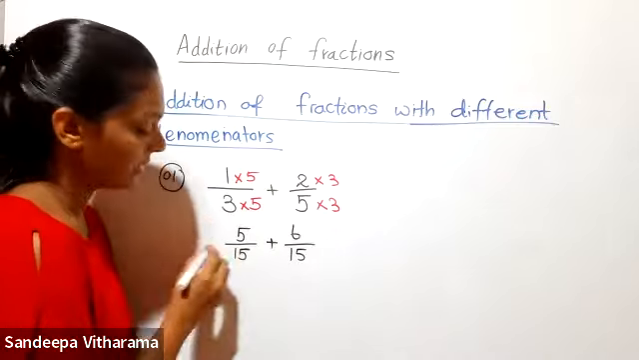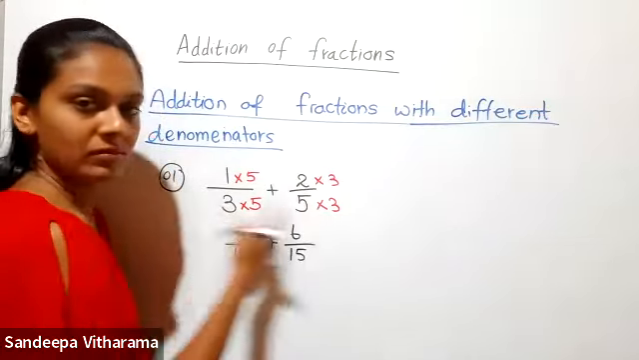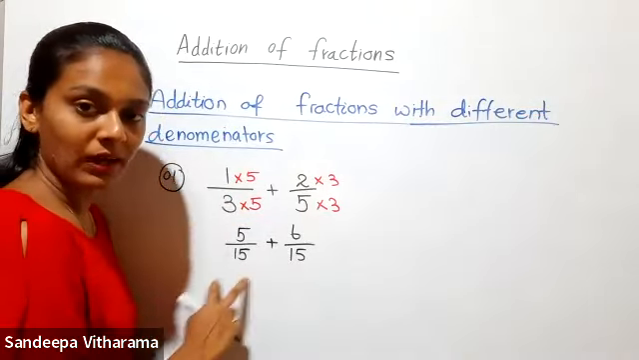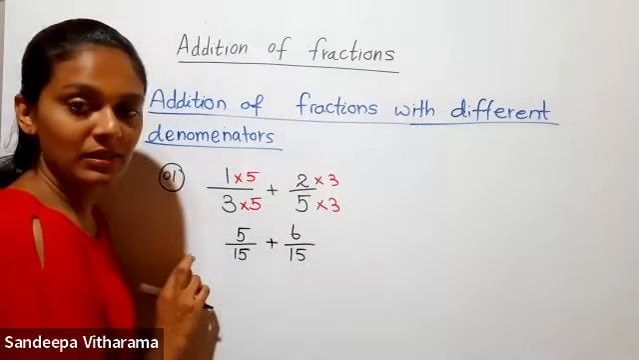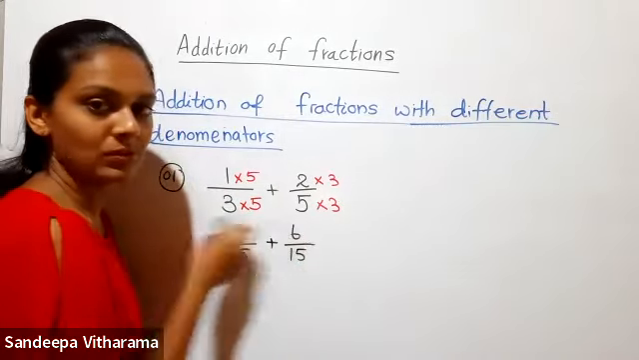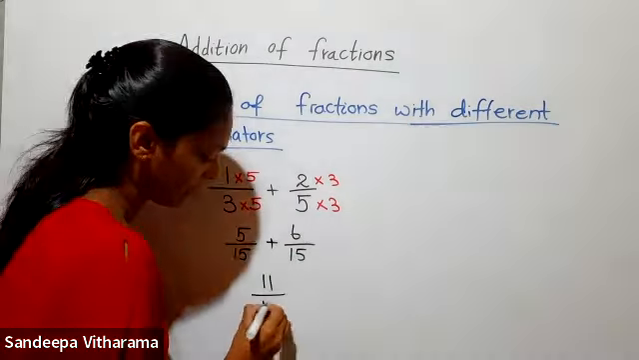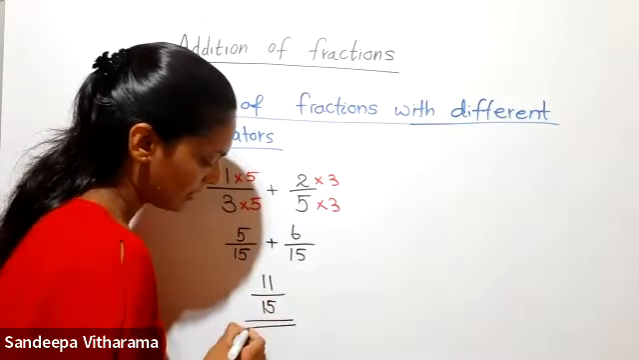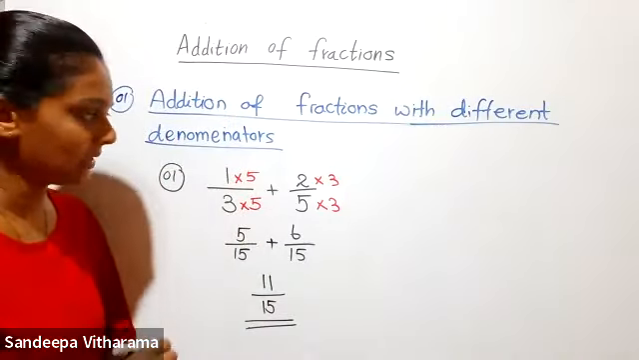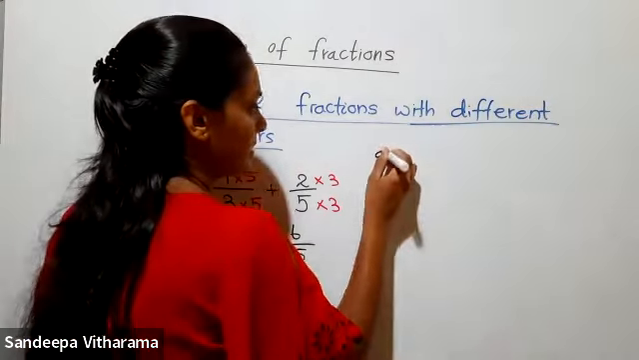Now we have converted the two fractions into fractions with equal denominators. So what you have to do is you can add these two together. That means numerators can be added. It is 11 upon 15. Okay.